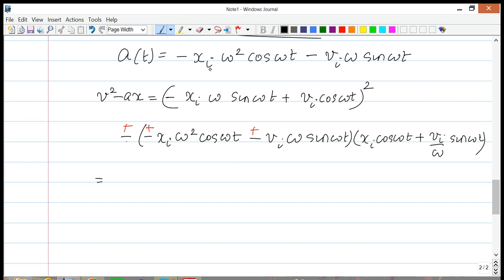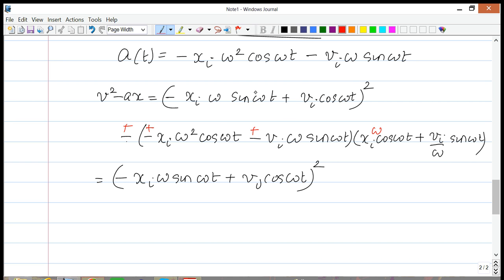So let's do this. Let's square the first term out. And what we have is this. Let me show you something. So the first term, I'm going to rewrite as negative xi sine omega t plus vi cosine omega t, square. And the second term, you see what I'll do is I'll multiply the second term here by omega.